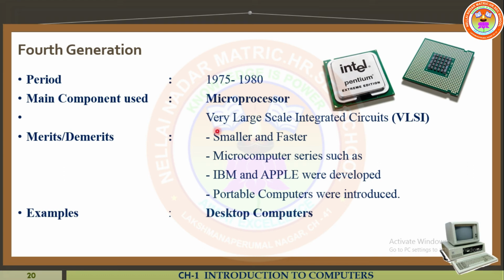IBM and Apple companies were developed. You know well, IBM means what? International Business Machines. And Apple is a world famous electronics company. They manufacture electronic devices like smartphones, laptops, tablets, PCs, etc.